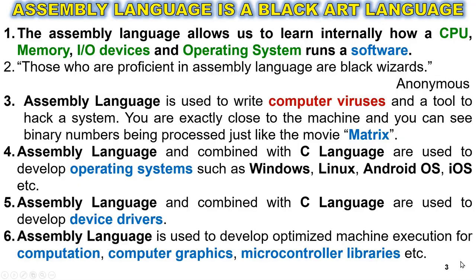Assembly language combined with C language is used to develop operating systems such as Windows, Linux, Android OS, iOS, and so on. Assembly language combined with C language is used to develop device drivers. Finally, assembly language is used to develop optimized machine execution for computation, computer graphics, microcontroller libraries, and so on.